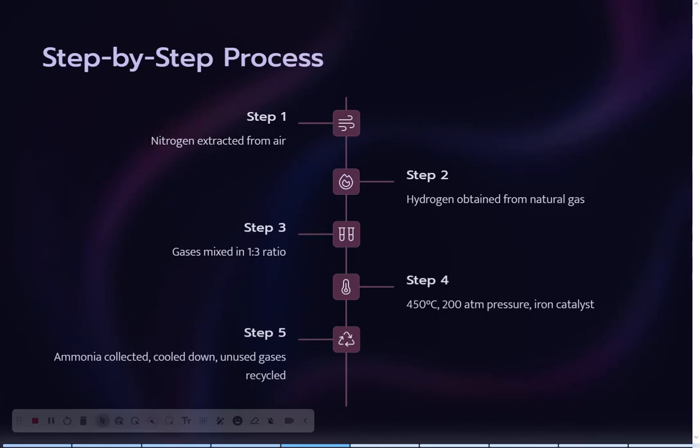So here's a step-by-step breakdown of the reaction. Nitrogen is taken straight from the air, hydrogen comes from natural gas, also known as methane, and then they're mixed in a 1 to 3 ratio. That's 1 part nitrogen and 3 parts hydrogen.